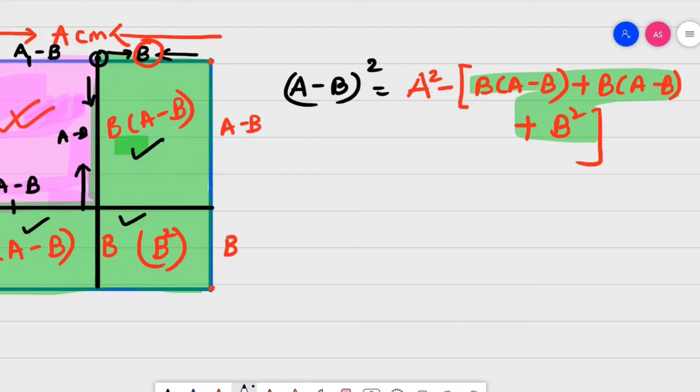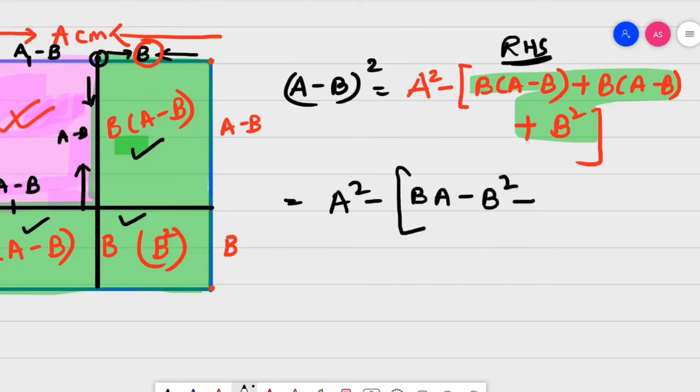Now let us see what we are going to get. Let us calculate the RHS. This one is your RHS. Let us calculate this one. So that will be equal to a square minus, let us solve the things you have got inside your bracket. This will become ba minus b square plus ba minus b square plus b square. So now see here, minus b square and plus b square will be gone. So let us see what we are left with.